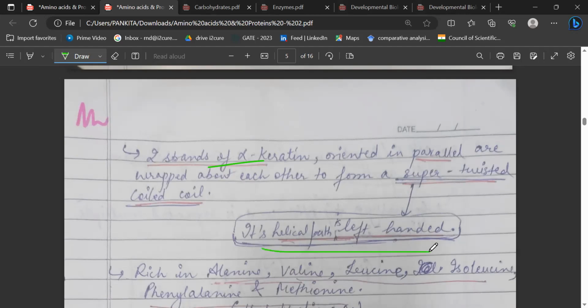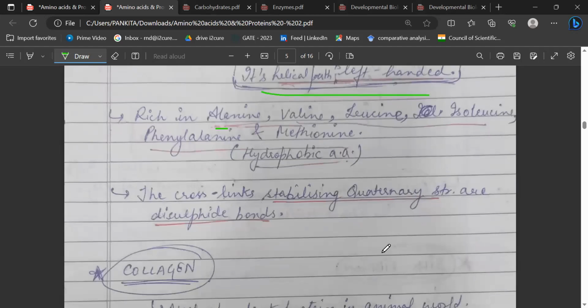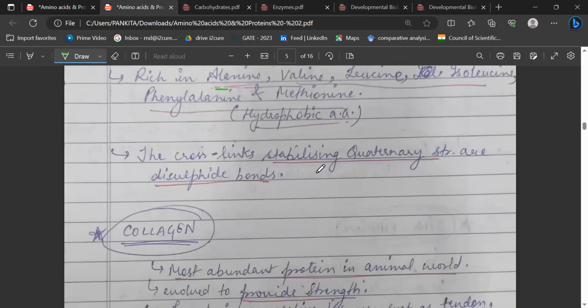Basically, two alpha keratin strands oriented in parallel, wrapped around each other, form a super twisted coiled coil, which is basically helically left-handed. The alpha keratin is rich in hydrophobic amino acids, which are basically alanine, valine, leucine, isoleucine, phenylalanine, and methionine. And alpha keratin structure is stabilized using the cross links of disulfide bonds.